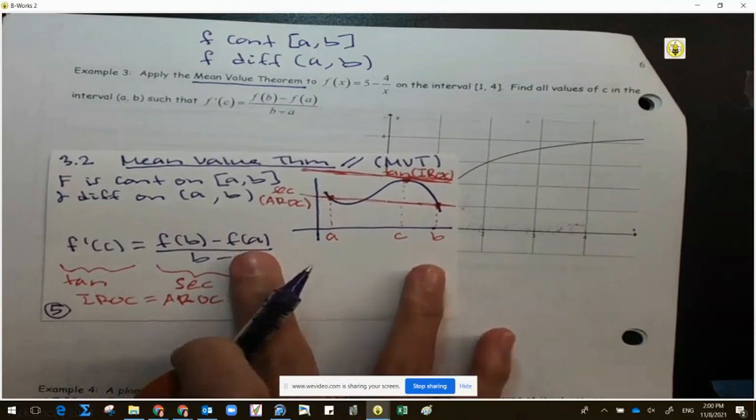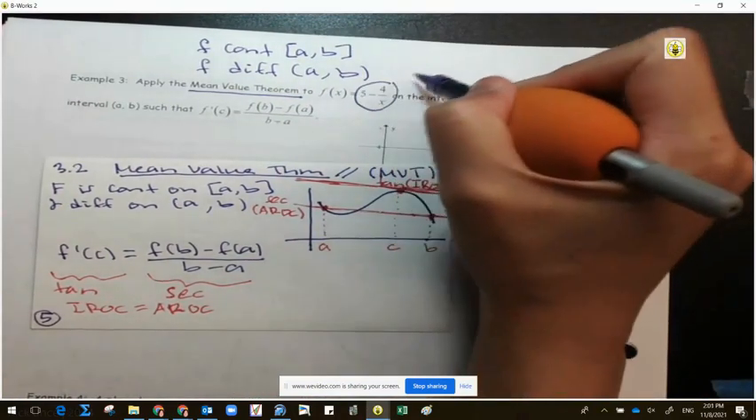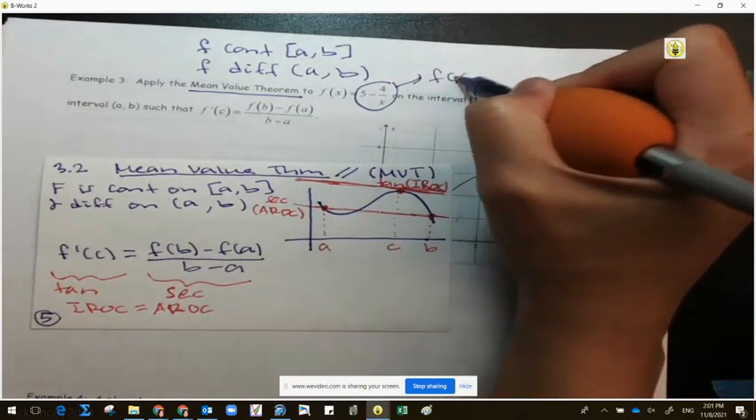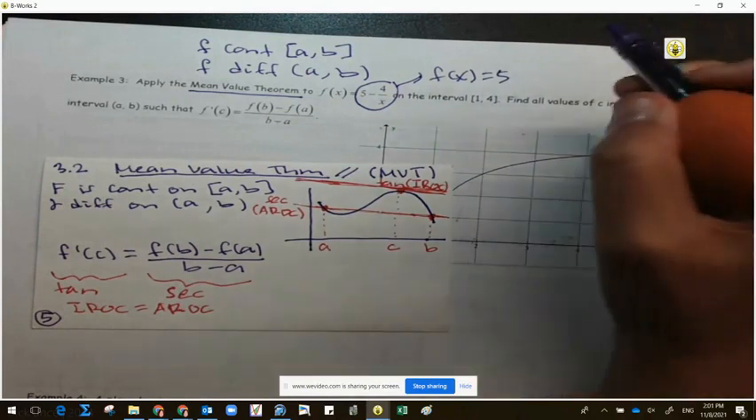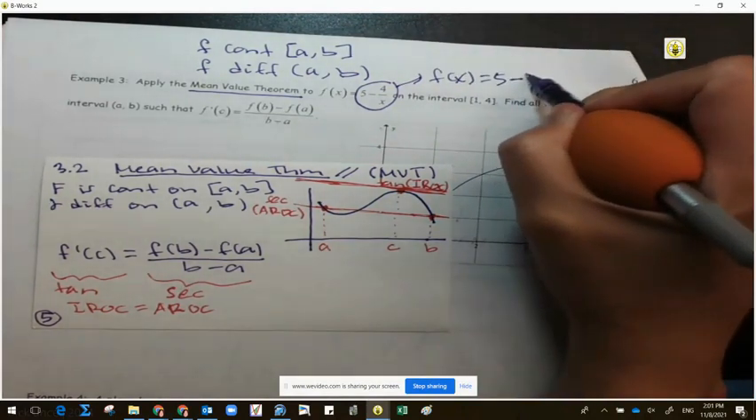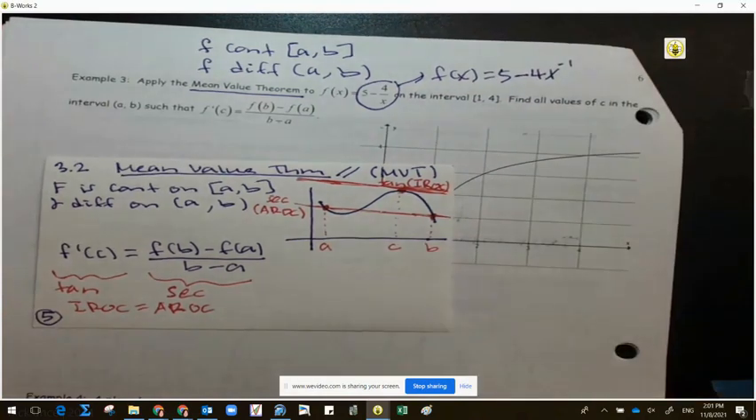And I want to rewrite the function in a way that's going to be friendlier for us to use the power rule. So let's rewrite this f of x. Now the 5 is not a problem. Do we like to have the x on the bottom if I want to use the power rule? Bring it up to the top as x to the -1.